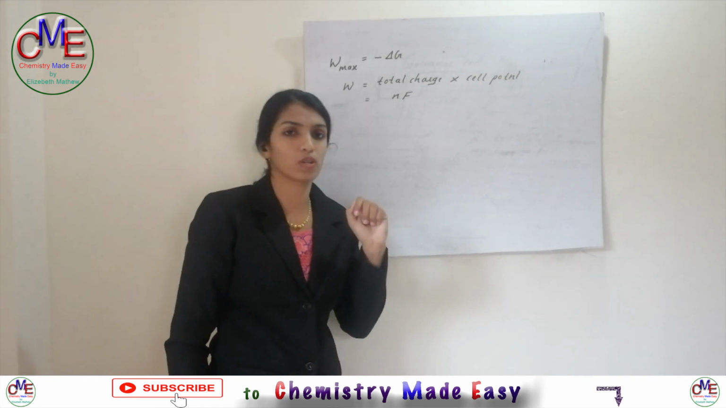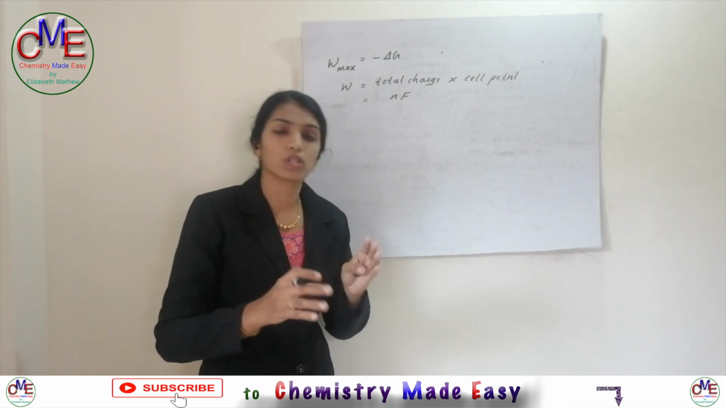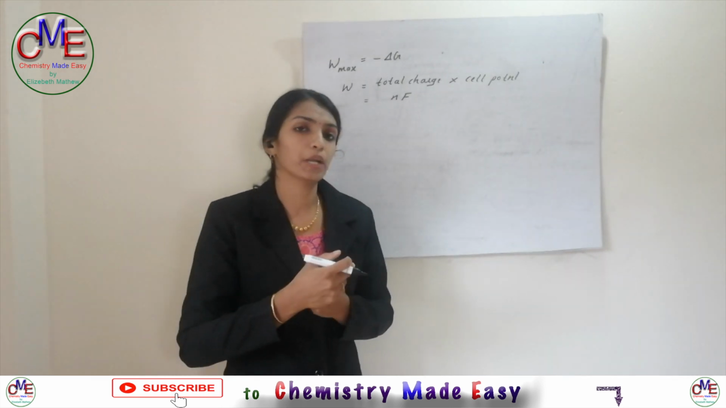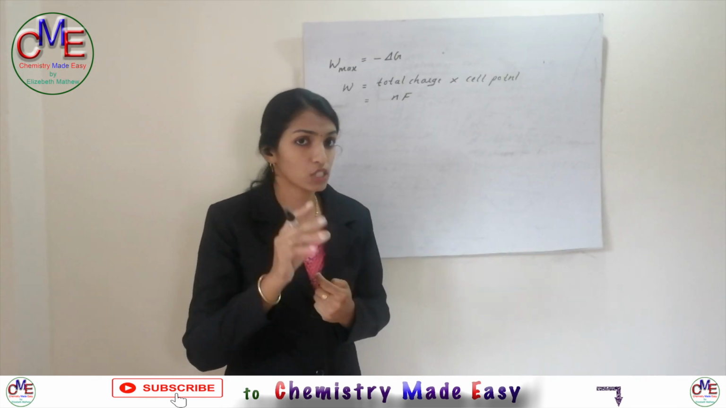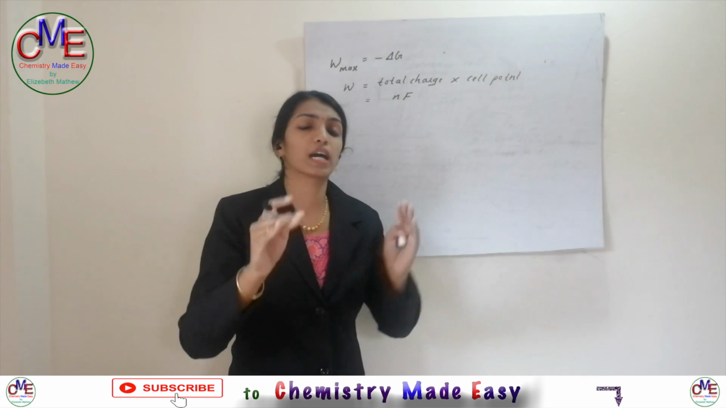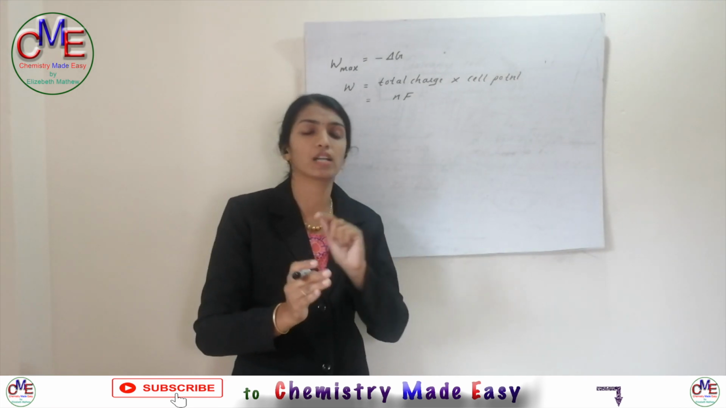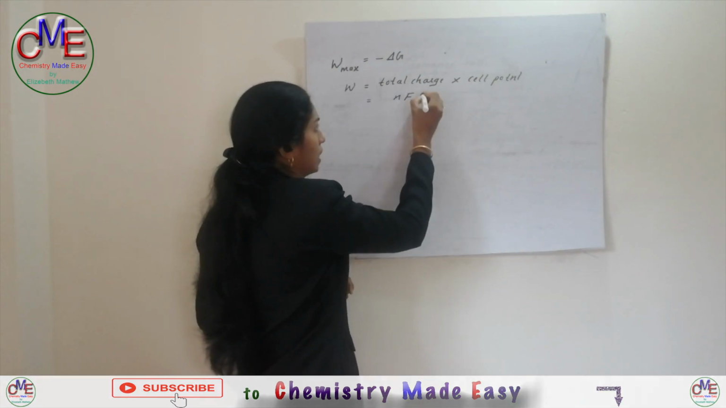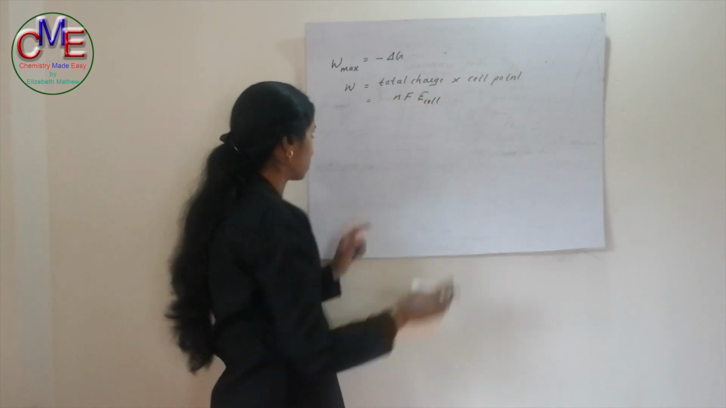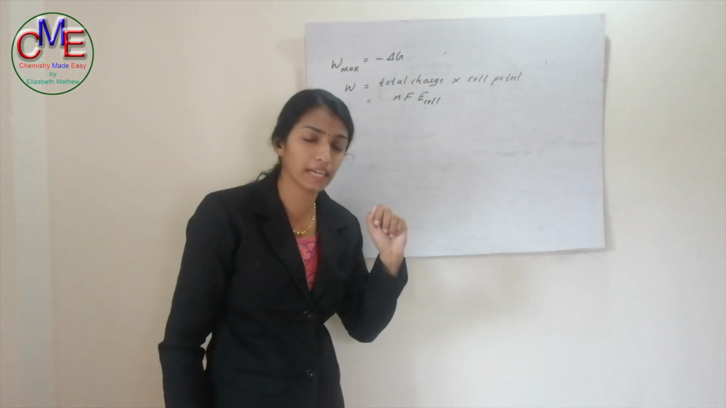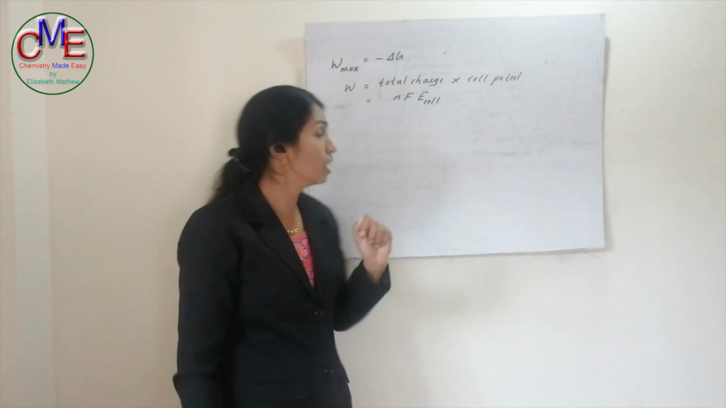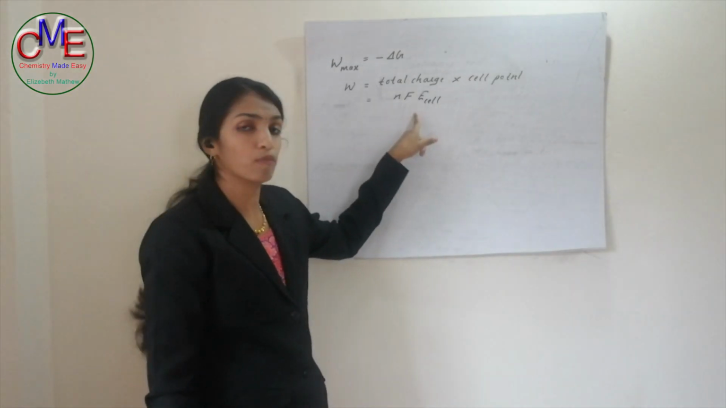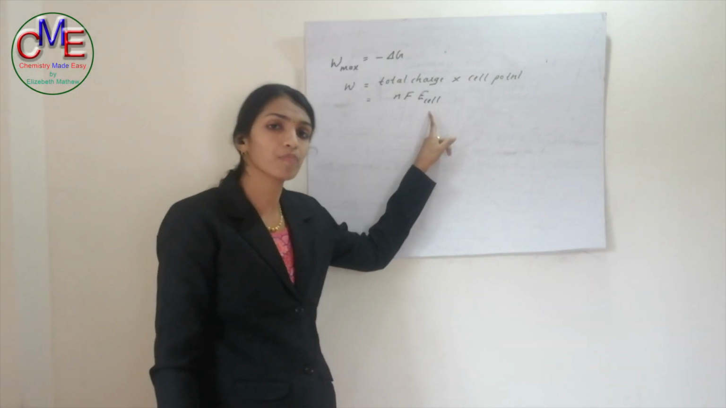F is Faraday's constant. What is Faraday's constant? It is the charge in coulombs carried by 1 mole of electrons. If there are n moles of electrons, the total charge carried by the system is equal to n into F. Into, what is cell potential? Cell potential is E cell. The maximum work can be obtained by multiplying the total charge passed by the cell potential. So W max is equal to n into F into E cell. Here n into F represents the total charge and E cell is the cell potential.